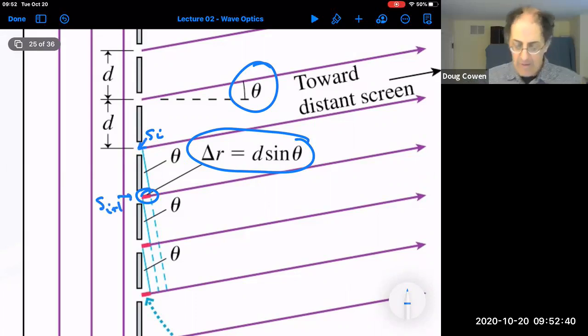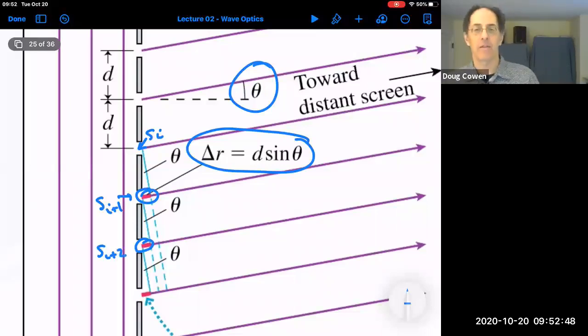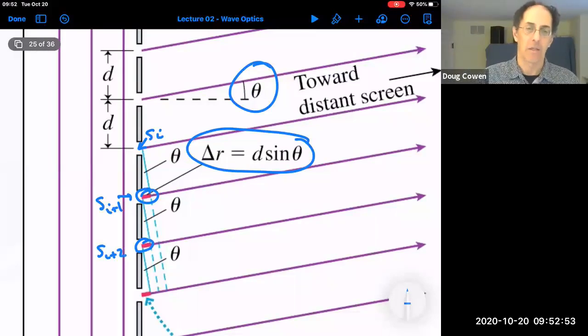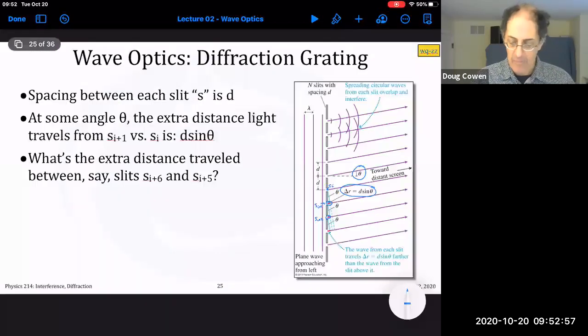And then you can see that this pattern repeats itself. So if I look at i+1 with the i+2 slit, I get the same d sine theta extra distance traveled by the light coming from the lower slit relative to the upper one, and so on. That applies for the entire grating as we move down it.